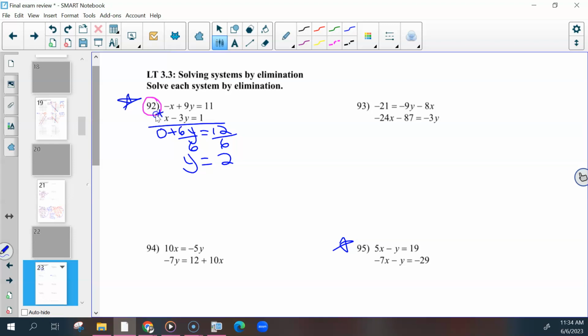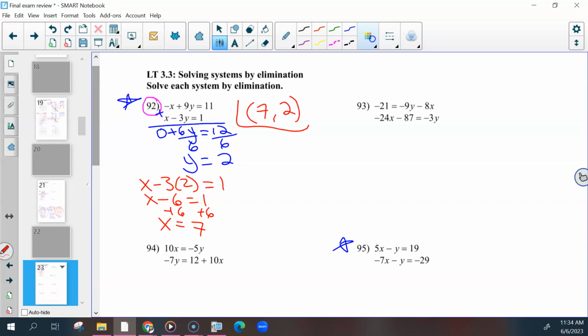But that's, again, only half the answer. You still have to find x. So you're going to take that, put it back into one of the equations, it does not matter which one, and solve for x. So let's say I chose the bottom one. So then I would solve. x minus 6 equals 1, add 6 to both sides. Still write your final answer as an ordered pair. Any questions on that one?